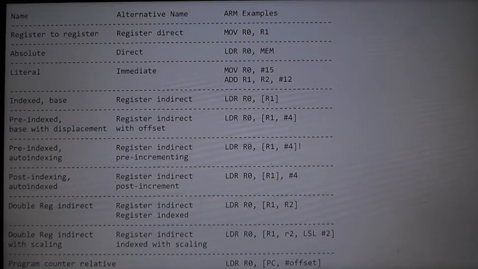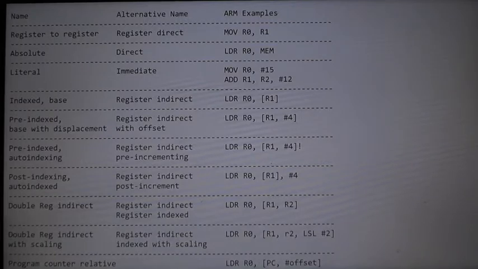The next is indexed and base, or register indirect. Here the bracket indicates that the R1 register is pointing to some other memory location. R1 holds the memory address, so it is like a pointer. The value at this memory address which R1 holds is put into the R0 register.